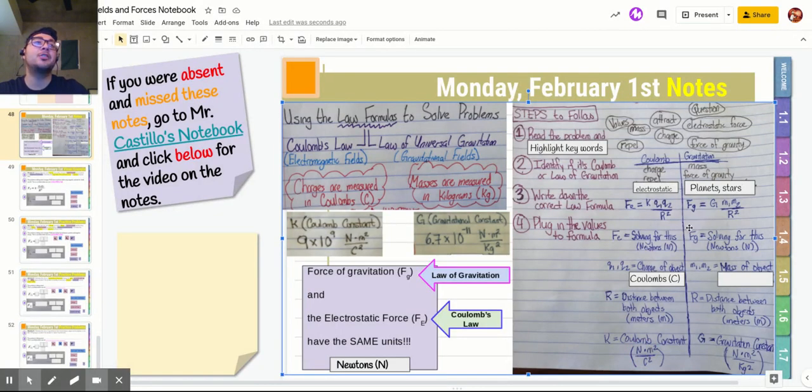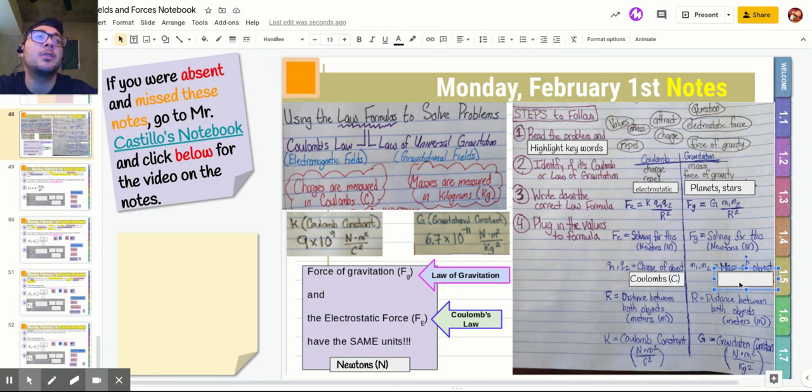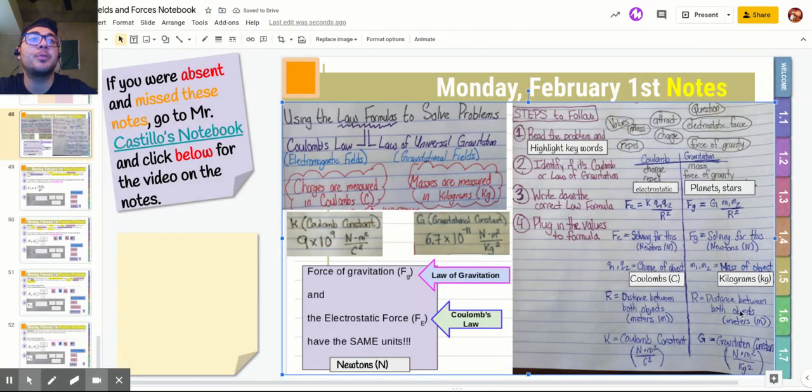And then if it's the universal law of gravitation, we use the force of gravitation, which is solving for the units, which is newtons. Then we use M1 and M2, which is the mass of the object, and this one we measure in kilograms. Then we have the R, which is the distance between both objects measured in meters. And then finally, we have the gravitation constant, which is measured in these units right here. Okay, so just know you're going to be plugging in these values depending on what formula you use.